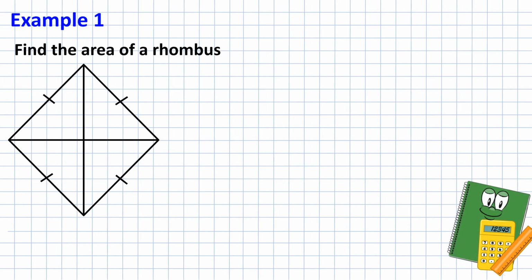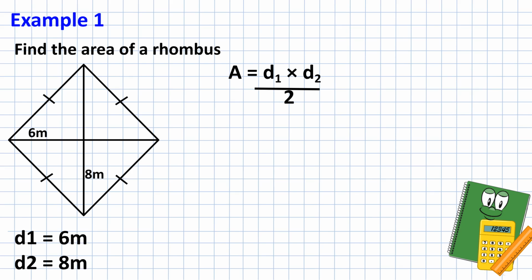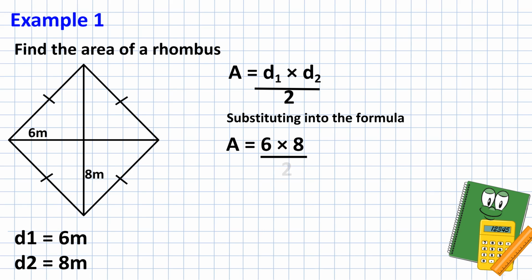Let's look at an example. Here is a rhombus with a horizontal diagonal of 6 meters and a vertical diagonal of 8 meters. Let's find its area. Using our formula, we identify that diagonal 1 is 6 meters and diagonal 2 is 8 meters. Now, we substitute these values into the formula. The area equals 6 times 8 divided by 2, which gives us 48 divided by 2. Calculating the final result, the area of this rhombus is 24 square meters.